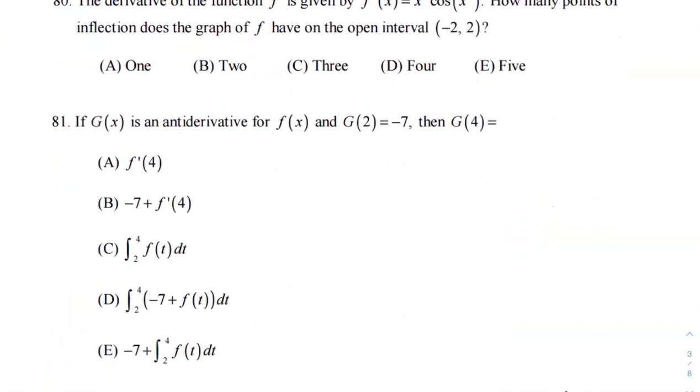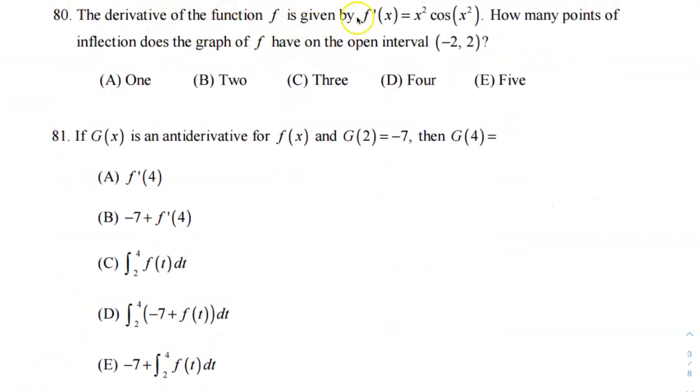80. The derivative of the function f is given by x squared cosine x squared. How many points of inflection does the graph of f have on the open interval -2 to 2? So a couple things going on here, right? They're asking about points of inflection. So you got to first remember how do you get points of inflection. It's when the second derivative equals 0 or undefined plus the sign change.